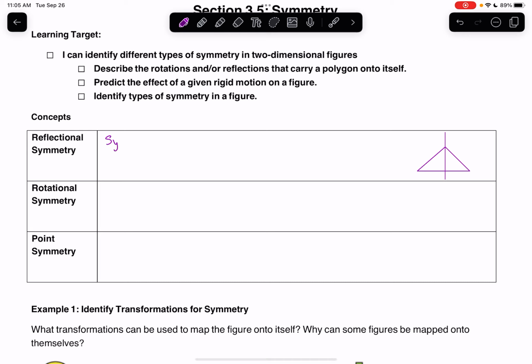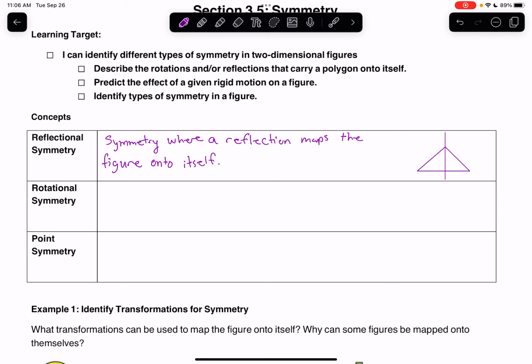So reflectional symmetry is where a reflection maps the figure onto itself.